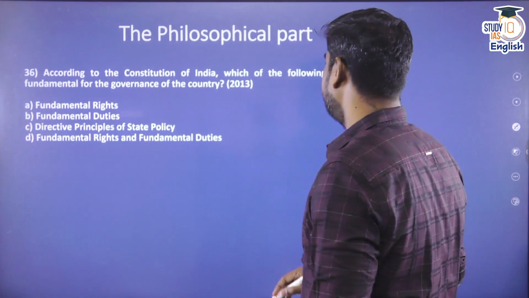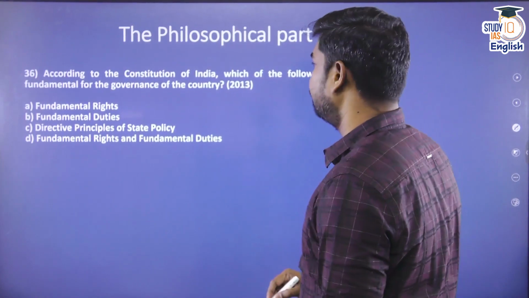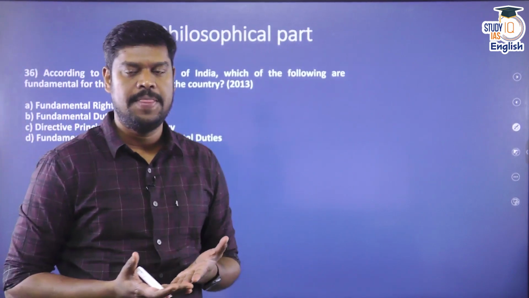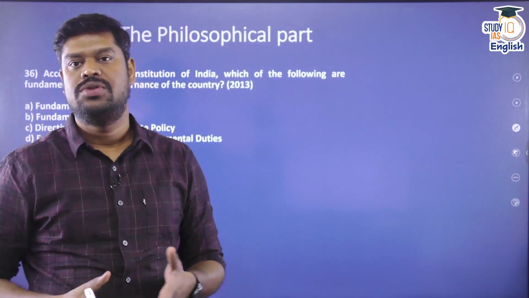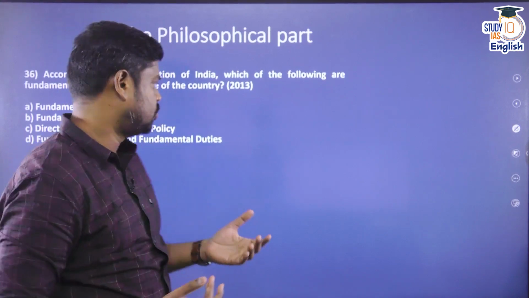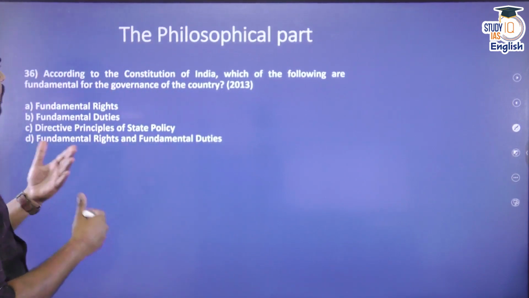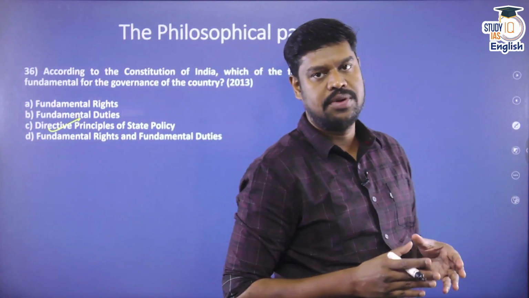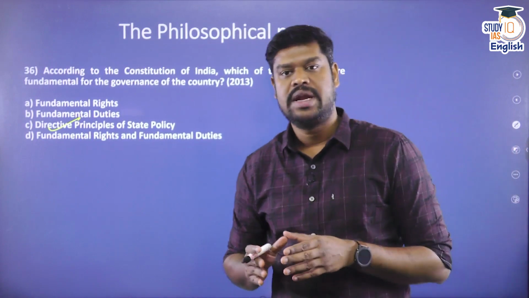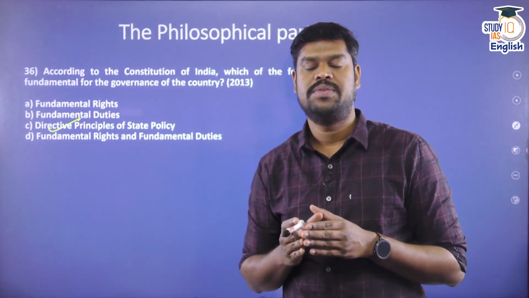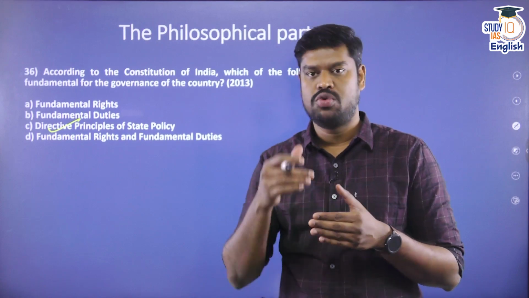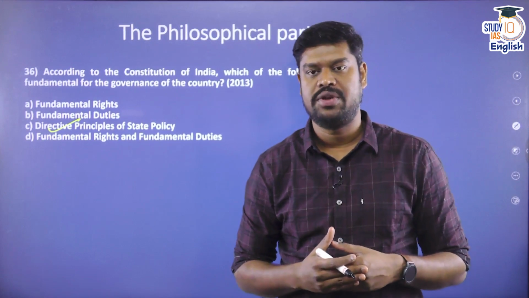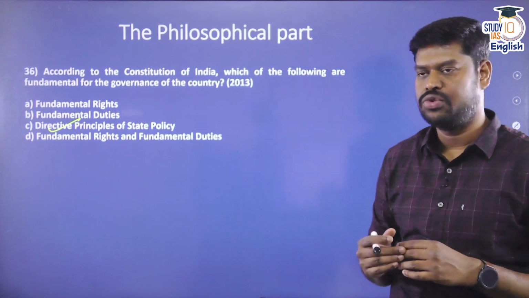According to the Constitution of India, which of the following are fundamental for the governance of the country? So what is fundamental for the governance of the country? It is these directives or the guidelines that are given in Part 4 of the Constitution. So what is the right answer? What is fundamental for the governance? It is the directive principles of state policy. Although not justiciable, no government can ignore this. Why can they not ignore this? Because they are fundamental in the governance, and if they do not follow this, then the people can vote them out of power because of the periodic elections that we have in our country. So that's the basic understanding that you should have.